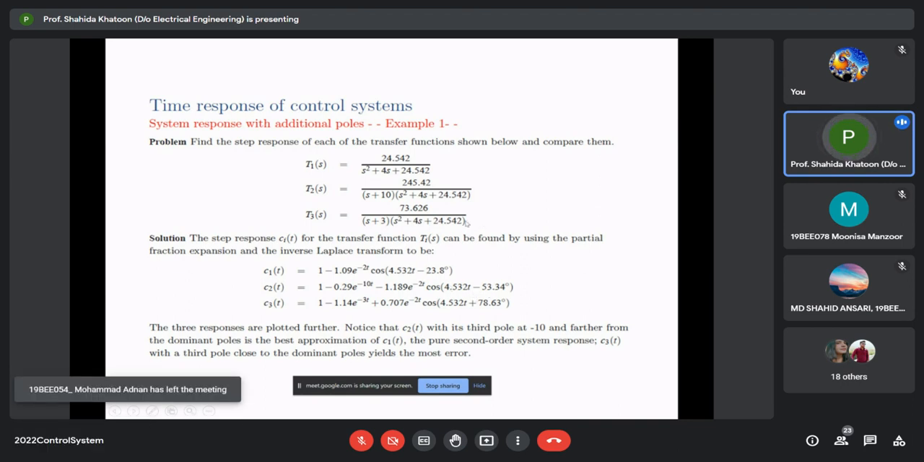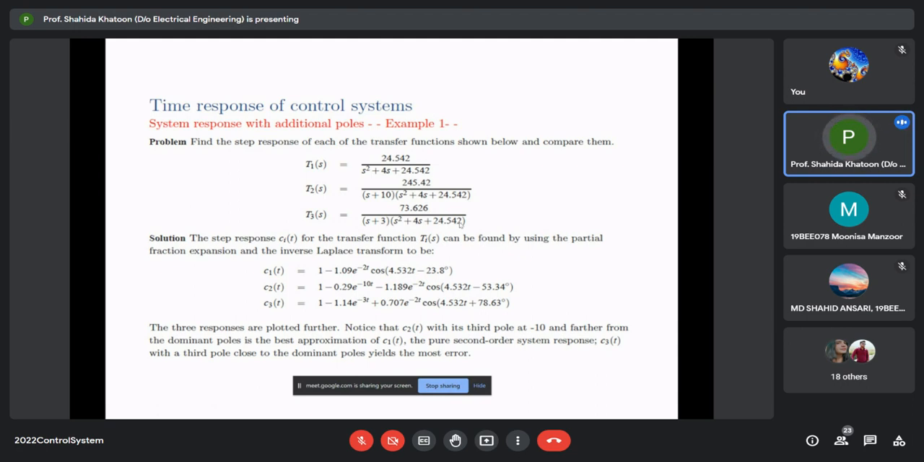Similarly, you can find out the partial fraction expansion of this third transfer function. This factor remains the same for all three transfer functions. Therefore, if you have done it for the first, then you can do it for the second and for the third also, right?